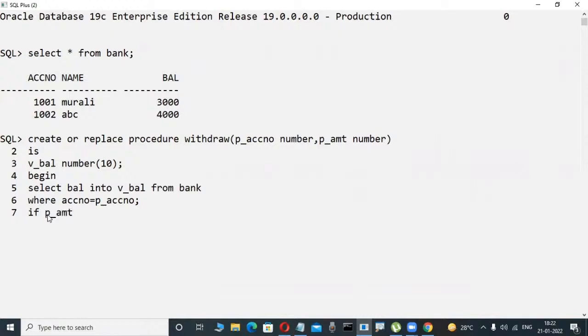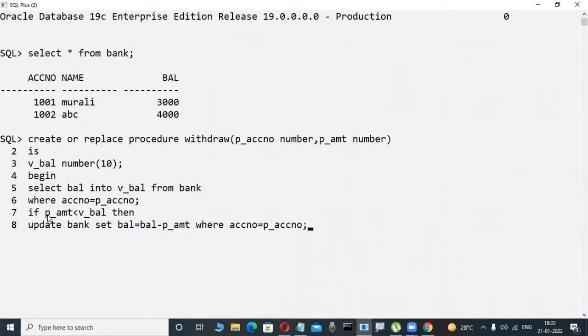Suppose here that amount, logically observe here, not the coding. Here if that amount is less than the available balance, then I want to affect that in the database. Update table name, set balance is equal to balance minus p_amount. Something is there, the coding is there. Okay, fine. Now check it out.